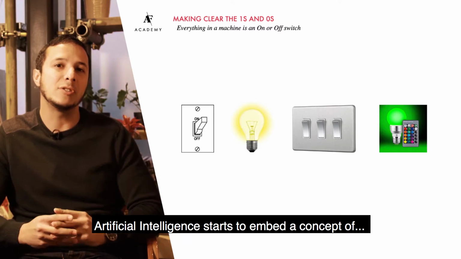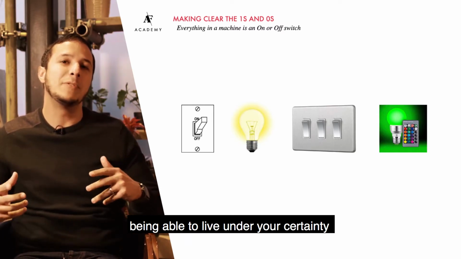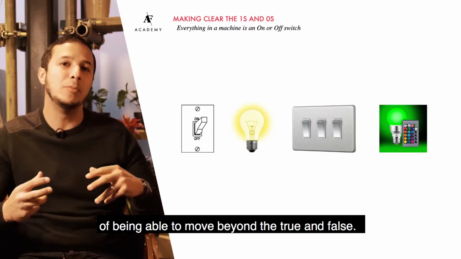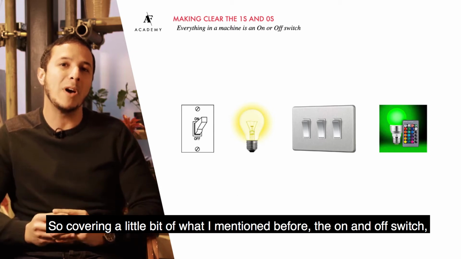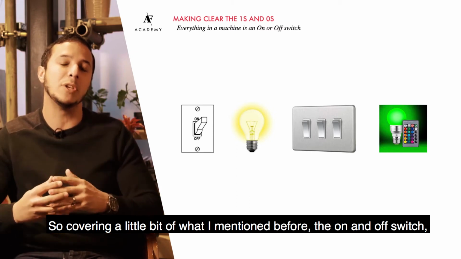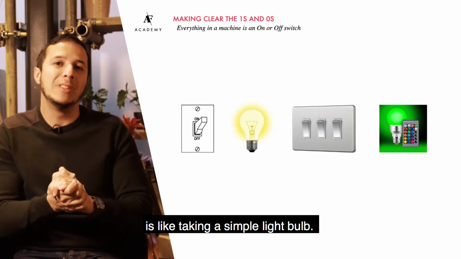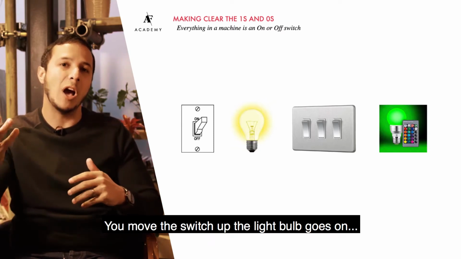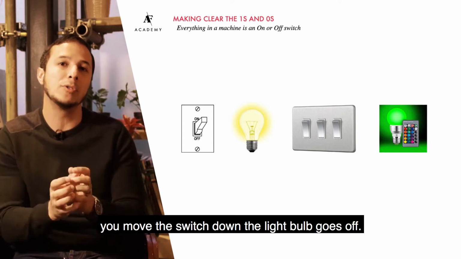Artificial intelligence starts to embed a concept of being able to live in the uncertainty, of being able to move beyond true and false. So, covering a little bit of what I mentioned before, the on and off switch, or the zeros and ones, is like taking a simple light bulb. You move the switch up, the light bulb goes on. You move the switch down, the light bulb goes off.